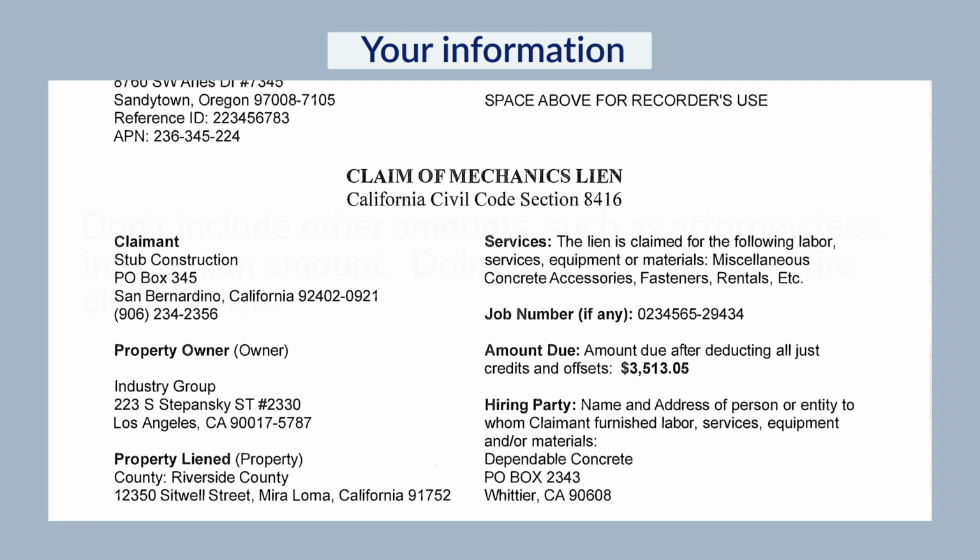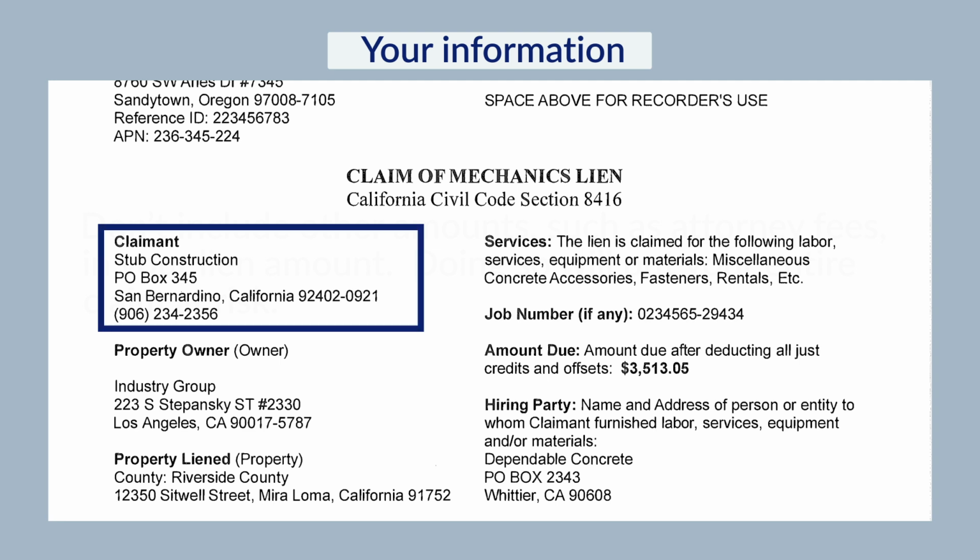The next thing to include is your name and address as required by California lien law. This is an easy one, so don't mess it up. Remember to use your company's legal name. Liens can be and have been challenged because companies misidentify themselves. Don't make the same mistake.